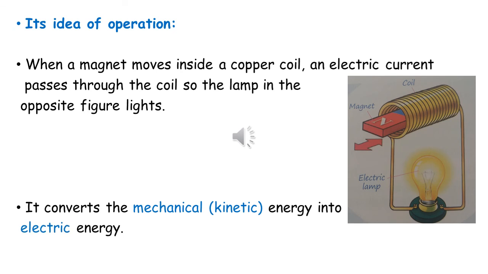Now we will talk about the idea of operation of the dynamo or the electric generator. When a magnet moves inside a copper coil, the electric current passes through the coil, so the lamp in the opposite figure lights. The dynamo converts the mechanical or the kinetic energy into electric energy.